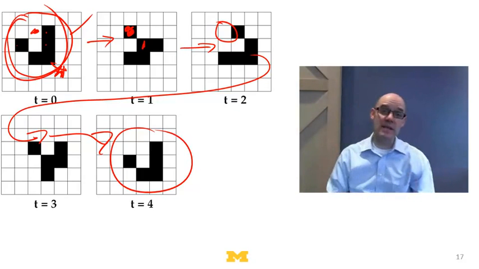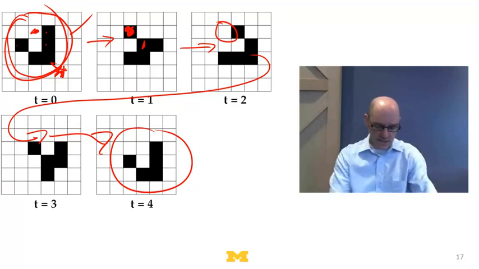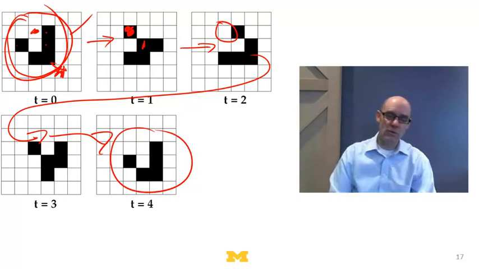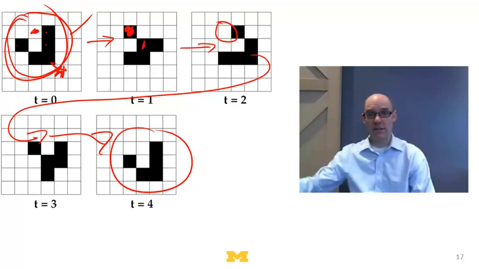So this example we call an emergent or self-organized pattern, because this thing looks like it's moving. If you watched a movie of this particular starting point, you'd see something that just glides across the space.